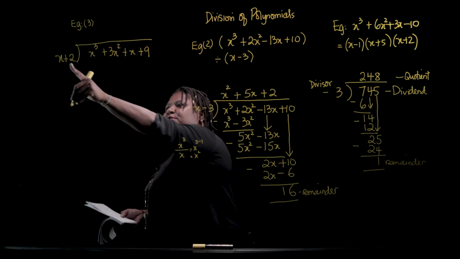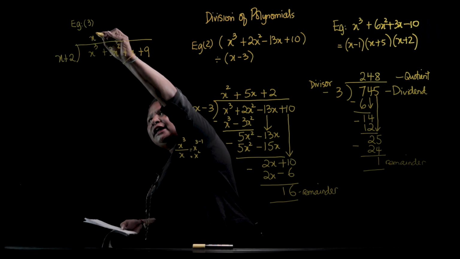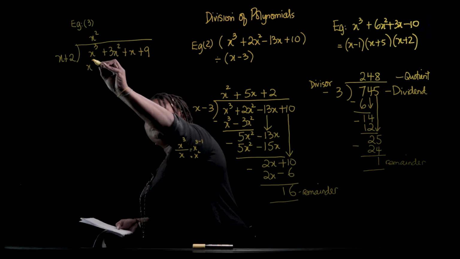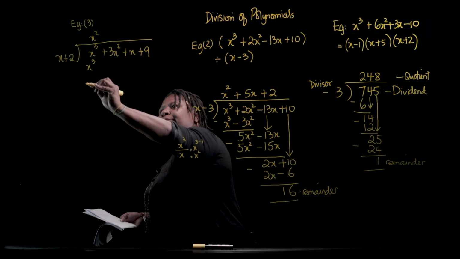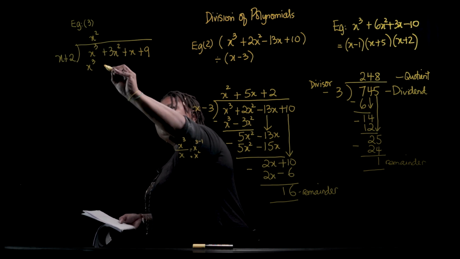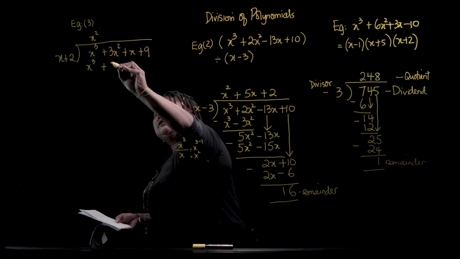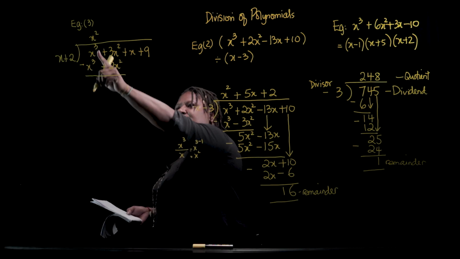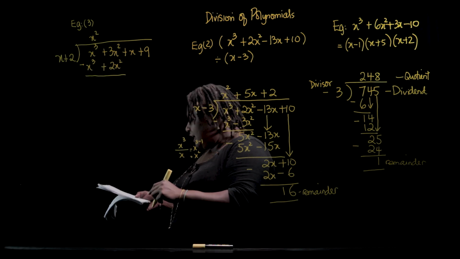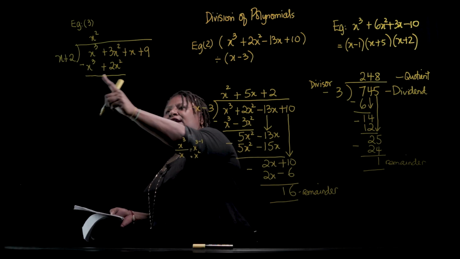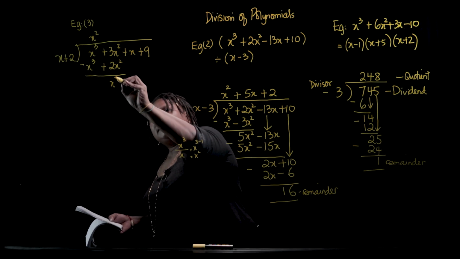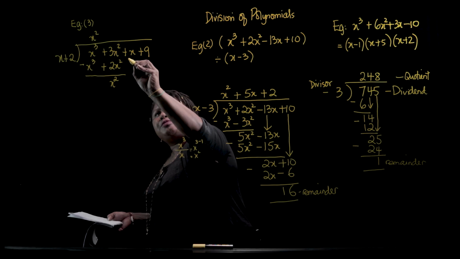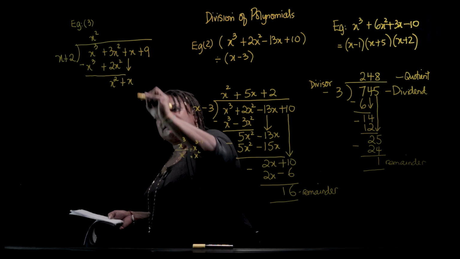Okay? So x cubed divided by x will give us x squared. X squared times x will give us x to the power of 3. Okay? And x squared times 2 will give us plus 2x squared. Right? Now we subtract. This x cubed and x cubed here cancel out. And 3x squared minus 2x squared will give us x squared. We can't divide this by this expression, so we're going to bring down the next term, plus x.